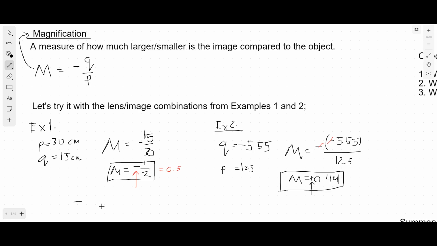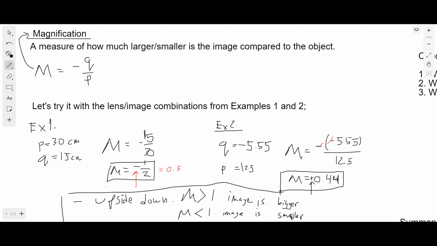When it's negative, the image is upside down. If it's positive, it's just the right way up, so I won't write that. If the number is greater than 1, that means the image is bigger, so the image got magnified. If the M is smaller than 1, then the image got smaller, so the image is smaller than the object. So this is the summary when it comes to magnification.